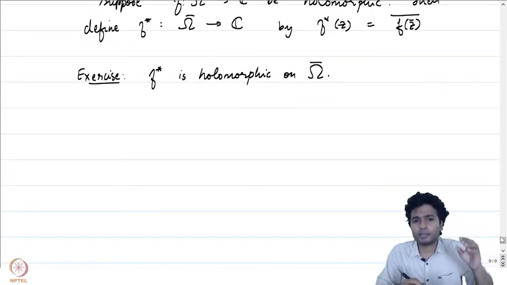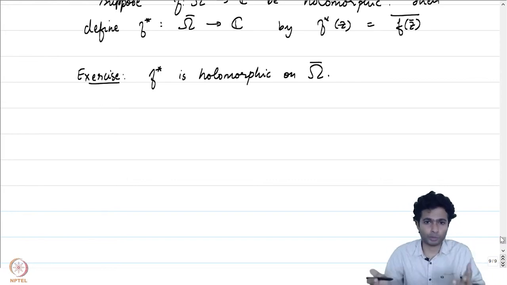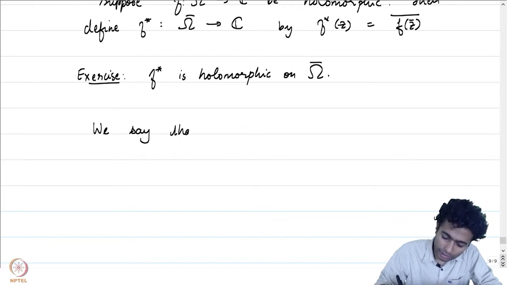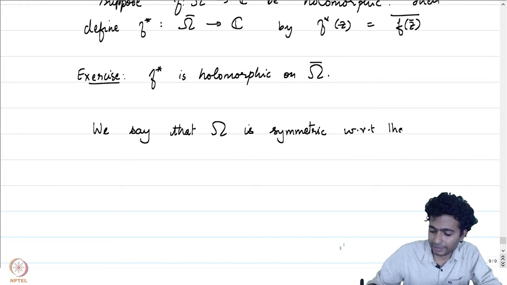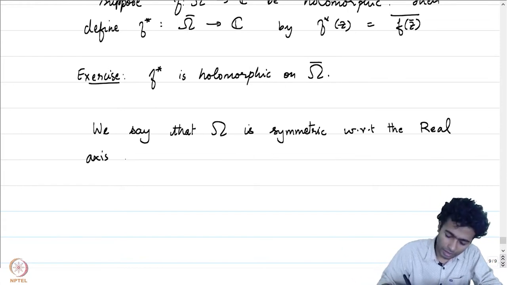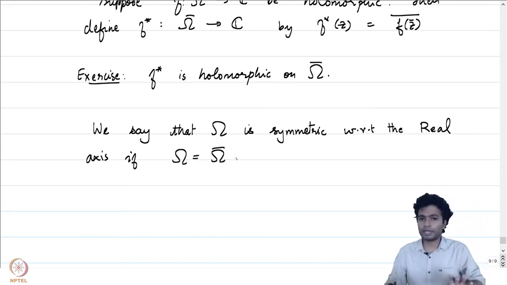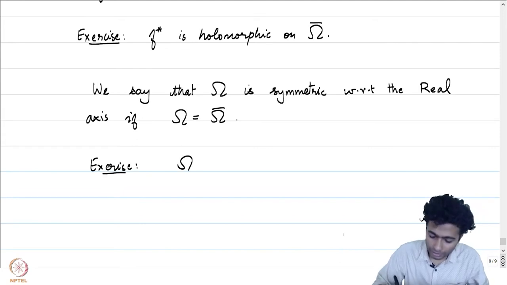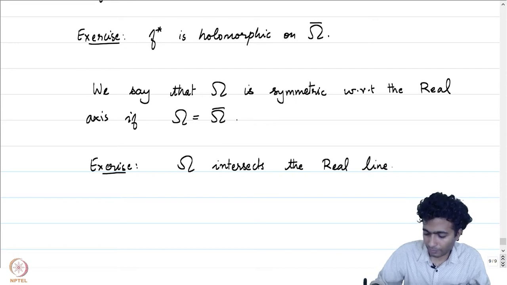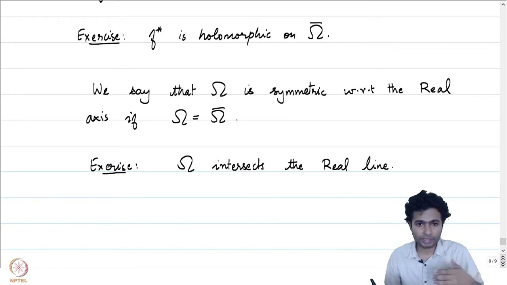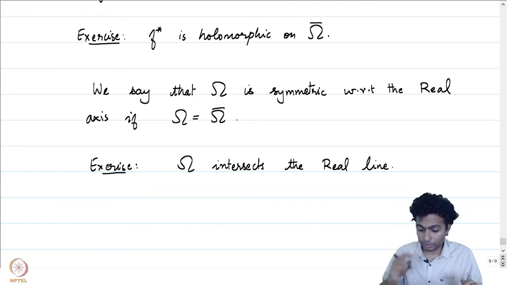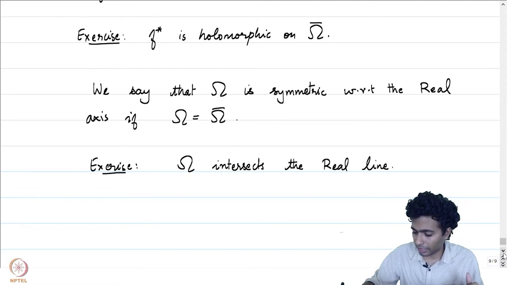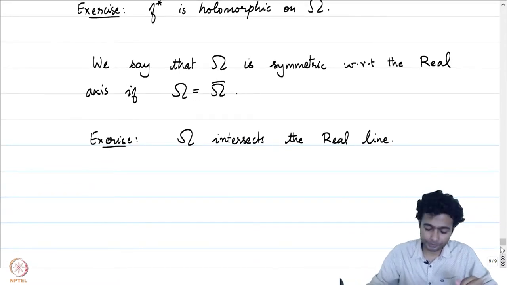Now, we say that a domain omega is symmetric with respect to the real axis if omega is equal to omega bar. Remember that we are still in the situation where omega is an open connected set, and the connectedness will tell you, another exercise for you, is to check that omega intersects the real line. What you could do is pick a point z in the upper half plane; z bar is also in the domain omega, and because it is connected there is a path, and use the intermediate value theorem to conclude that the path should necessarily intersect the real axis.